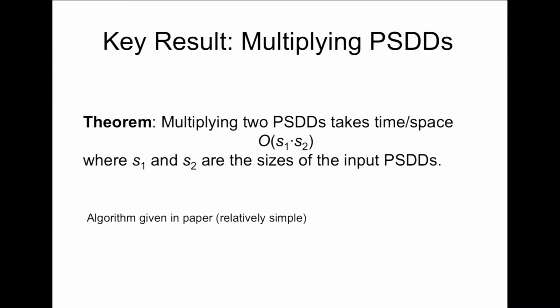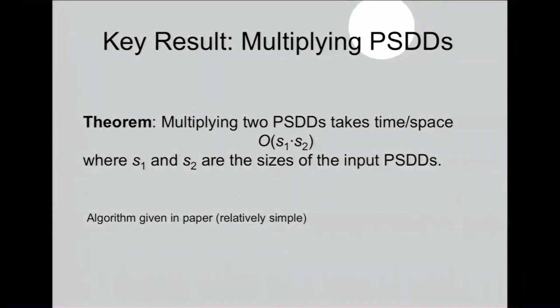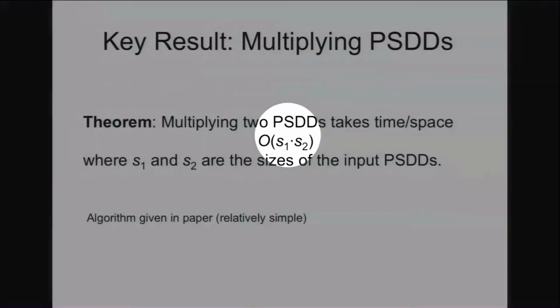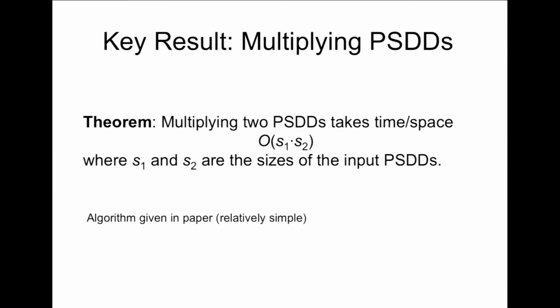If you have two PSDDs, one of size S1 and the other of size S2, then I can do the multiplication and give you the output in quadratic, polynomial time. And provably you cannot do multiplication efficiently on the other two types. That's enabled by the stronger properties that these circuits have.